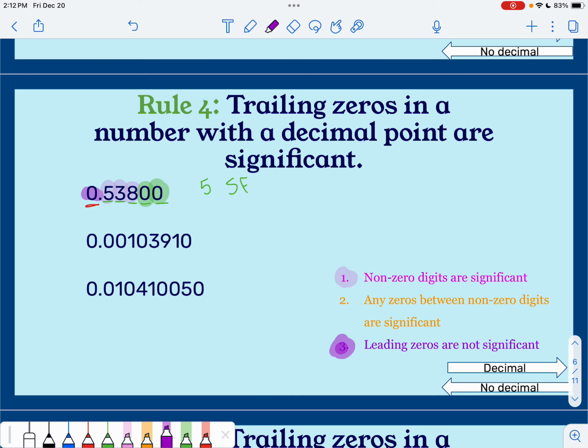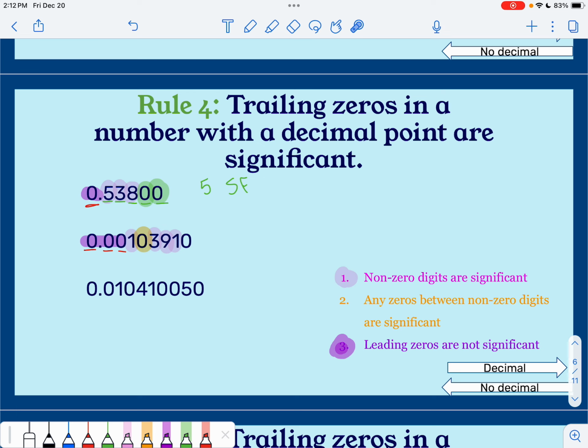So again, leading zeros before the first non-zero digit are not significant. So these 3 zeros are not significant because of Rule 3. Now let's look at the rest of the numbers. We know that because of Rule 1, the 1, the 3, the 9, and the 1 are significant because they are not 0. What about those last 2 zeros? Well, we know because of Rule 2 that that 0 is sandwiched between the 1 and the 3. So this one is significant.